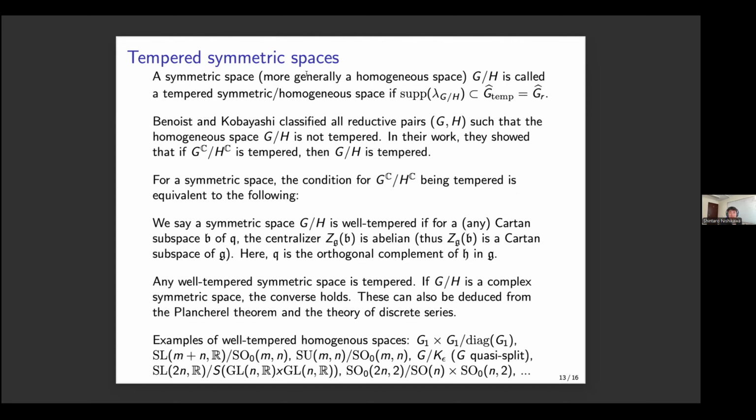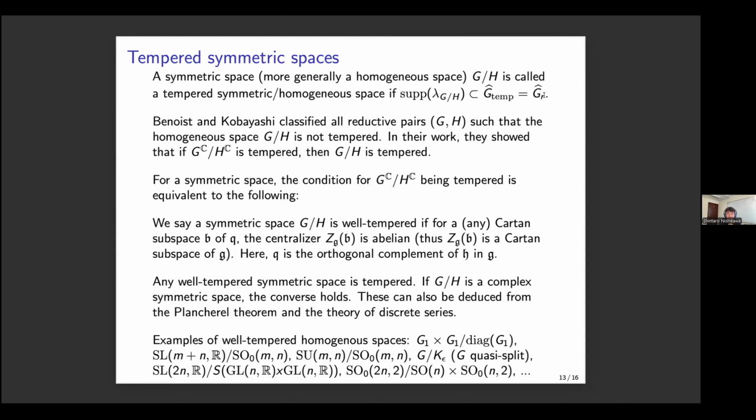And so for a symmetric space, or more generally a homogeneous space G mod H, you can study this question. Consider the regular representation on L2(G mod H), and consider the support of this regular representation. In other words, the spectrum of the quotient of the C-star algebra. And you say it's tempered if it's just contained in this reduced spectrum. So that's the same as saying the regular representation factors through the reduced group C-star algebra.